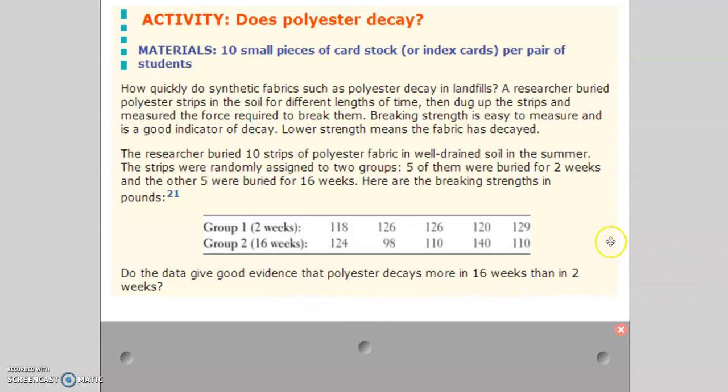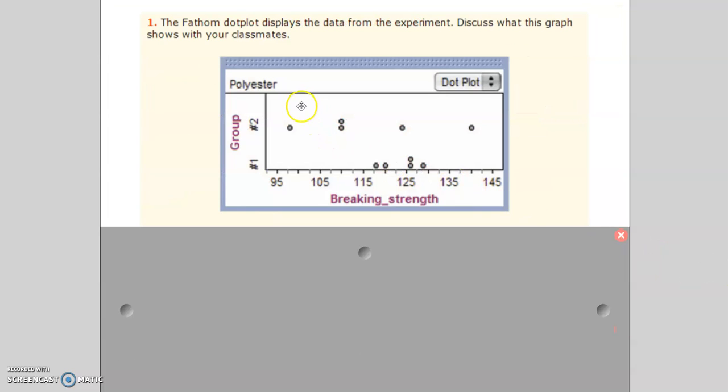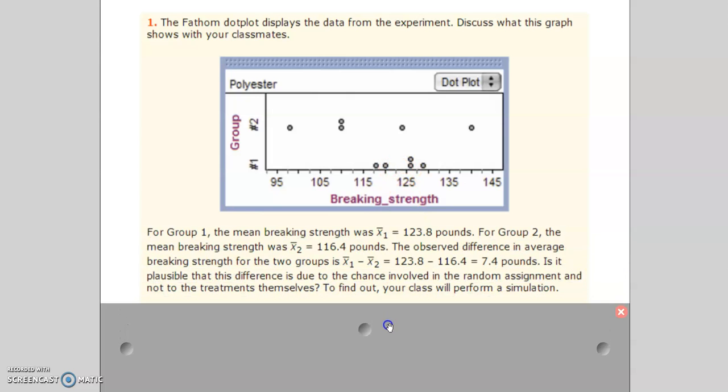Well, let's take a look at what the graph of this data looks like. So you can see in group 2, much more variability. Group 1, much less variability. However, you also want to look at the center, like where are these 5 centers? Maybe somewhere in here, where this is a slightly higher center. And we can actually calculate and compare their means. Group 1 has a mean of 123.8. Group 2 has a mean of 116.4. That's a difference of 7.4 pounds.